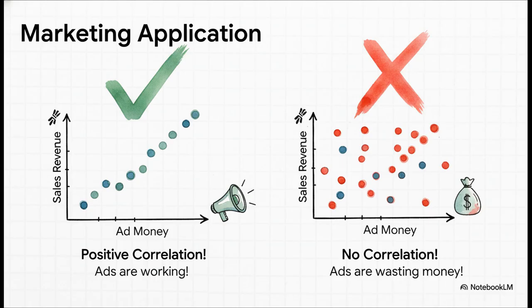Look at this real-life example from marketing. A company can plot how much money it spends on ads versus how much revenue it makes from sales. If they see a strong positive correlation, boom, they know the ads are working and they should probably spend even more. But if there's no correlation at all, that's a huge red flag that they're just throwing money away.